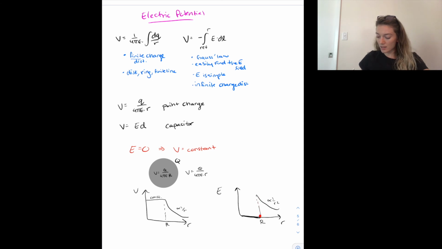So you can see here that the electric field has a big discontinuity at the surface of your conductor, whereas the potential is continuous, right? This is a continuous function. There's no discontinuities, there's no jumps. So your potential is always continuous everywhere. Your electric field will have a discontinuity at the surface of a charged conductor.